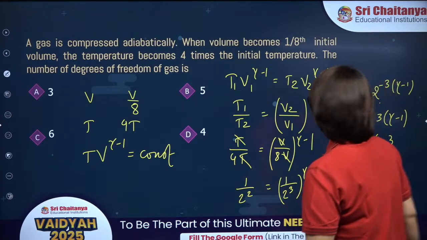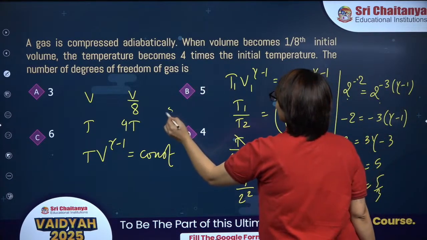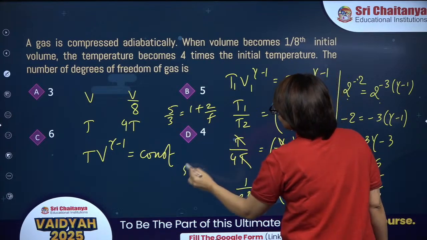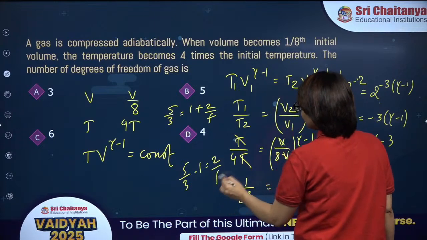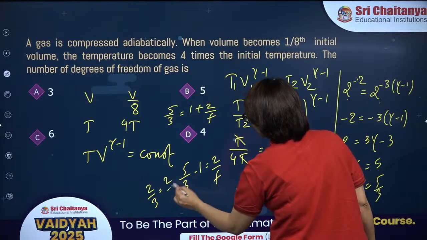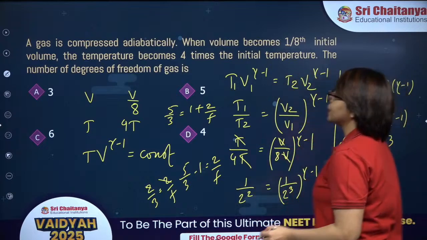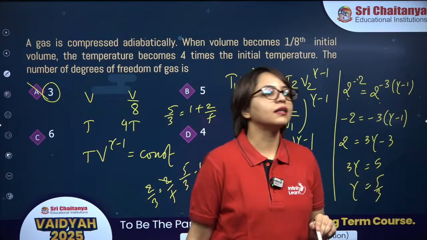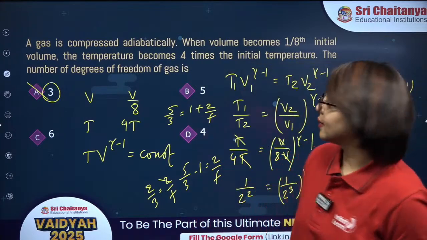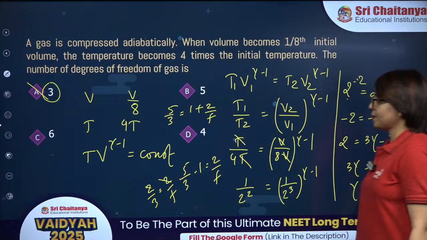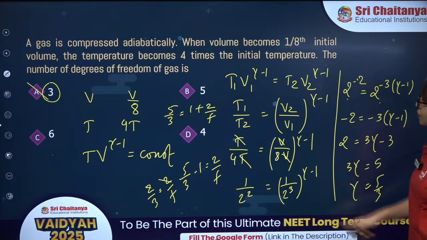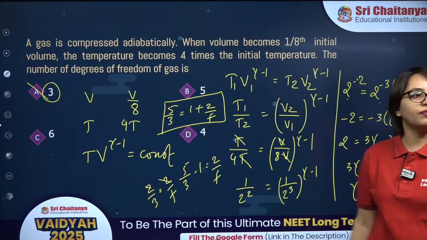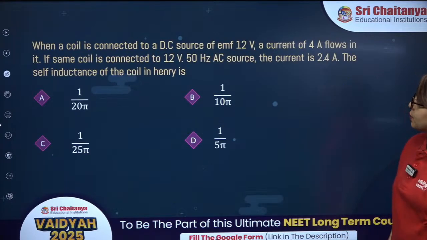But what is gamma in terms of degree of freedom? So 5 by 3 is equal to 1 plus 2 by f, right? So 5 by 3 minus 1 is equal to 2 by f. So 2 by 3 is equal to 2 by f. 2 cancels. So degree of freedom is equal to 3. This is a monoatomic gas, right? Alright. So this is the expression of gamma. If you want, you can remember it: 1 plus 2 by f in terms of degree of freedom. Chaliye, let's move on to the next one.